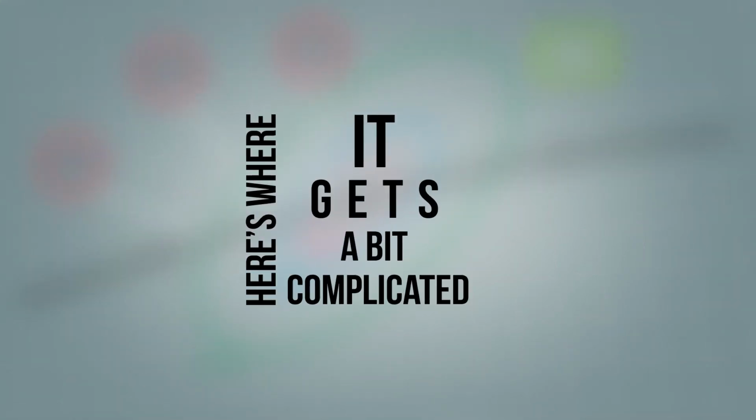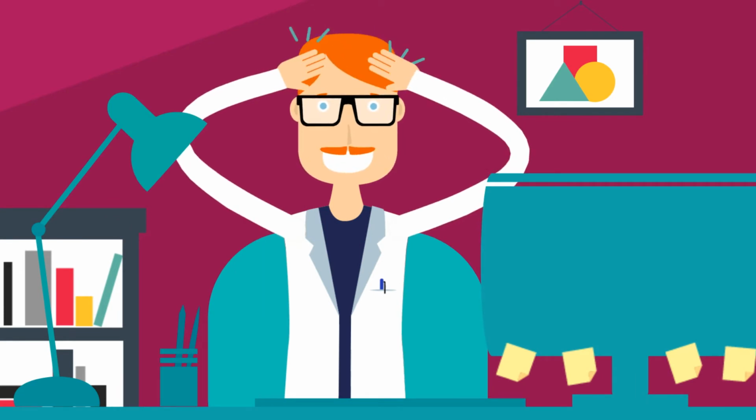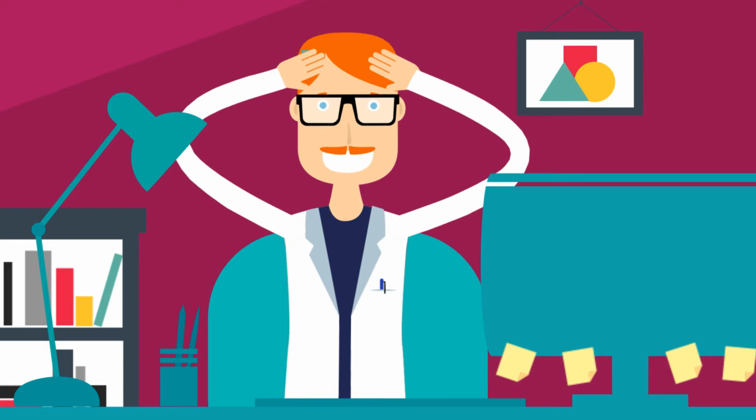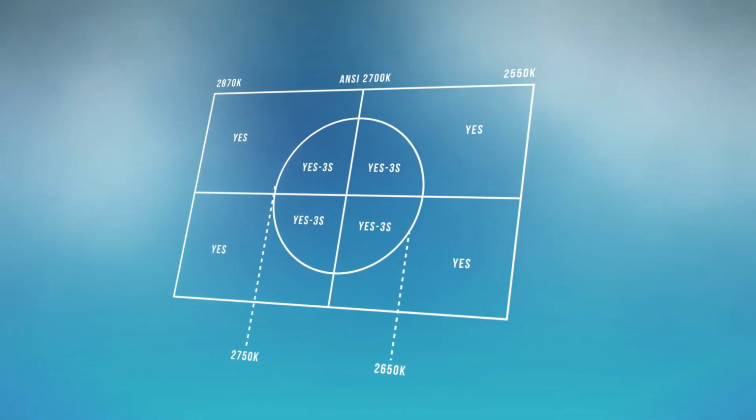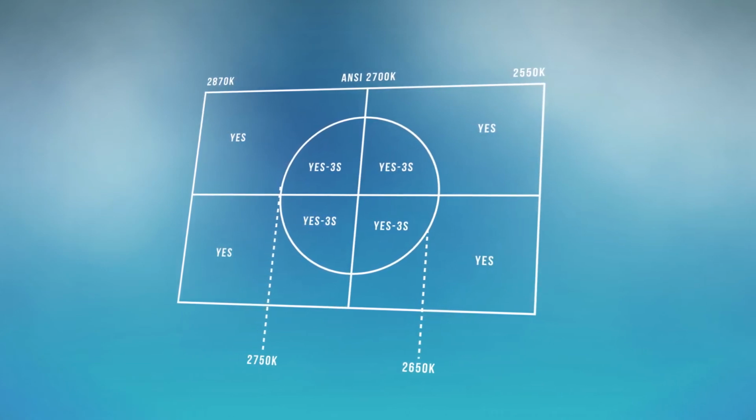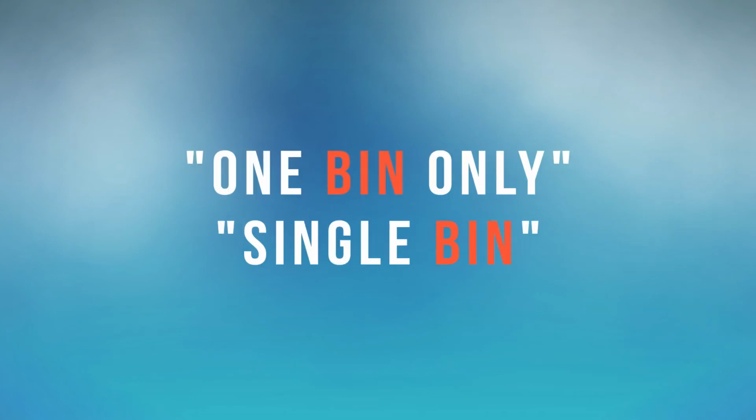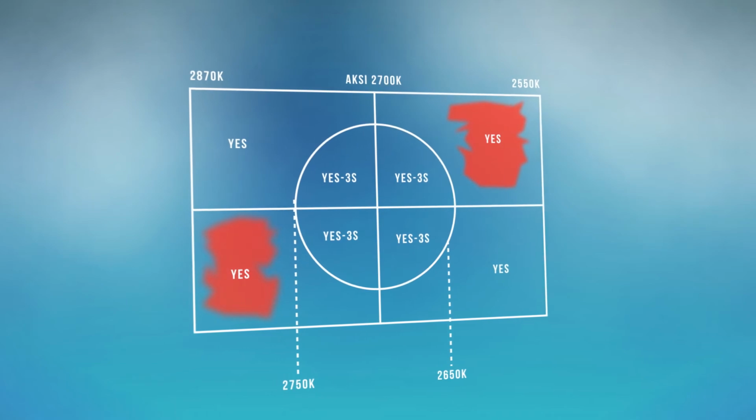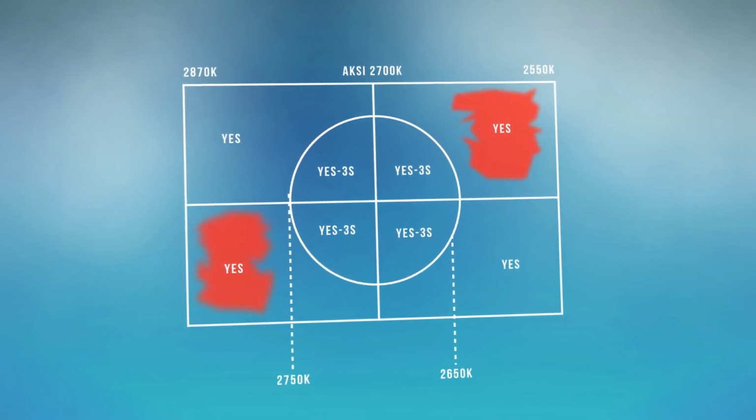Here's where it gets a bit complicated. The center point, 1 SDCM, is very difficult to achieve, so some manufacturers have ways of presenting what we call a one-bin-like product. It's called subbinning. What these manufacturers do is take a larger bin and subdivide it into equal portions. This is marketed as one bin only, or single bin, but you don't always know which subbin you're getting, and matching color temperatures between strips is, again, an issue.